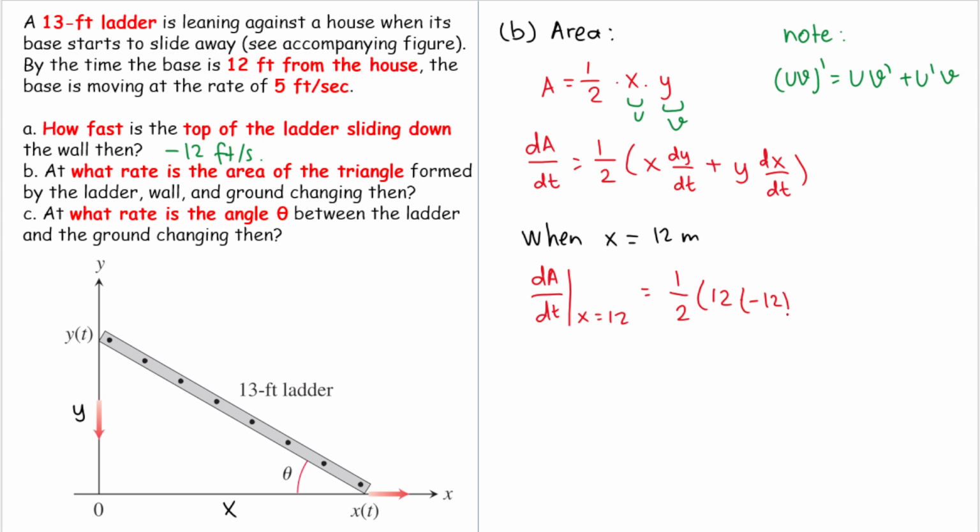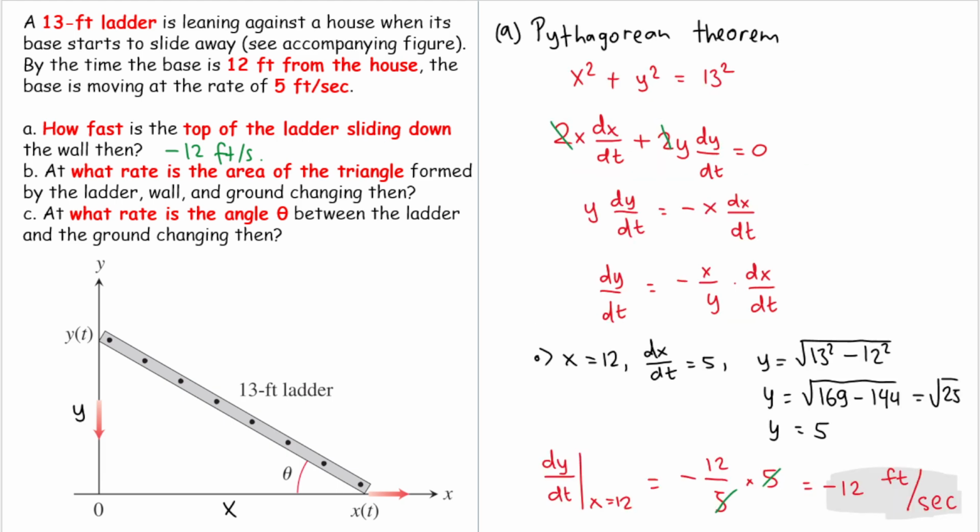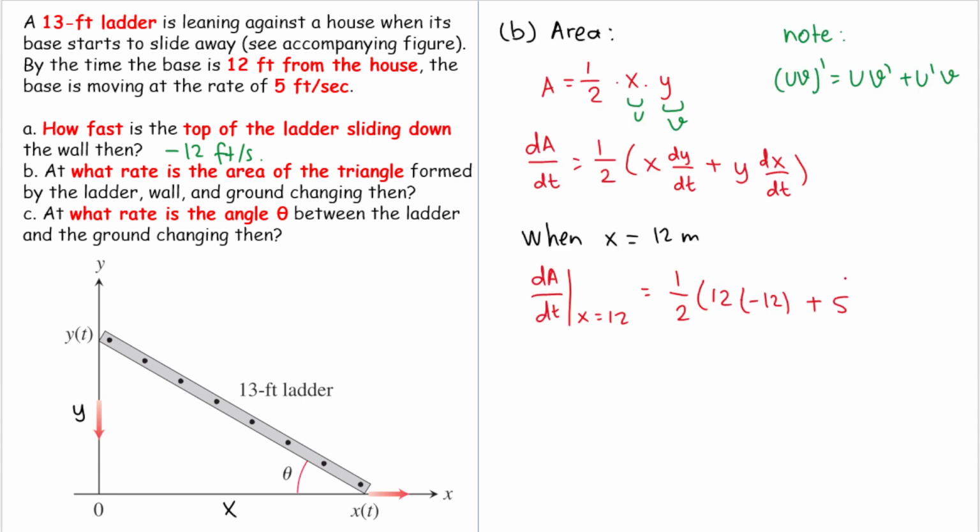Feet per second. And then plus y. What is y here? We already calculated that. That is 5. And then dx/dt, we are also given that, that is 5. All that we need to do is calculate this, right? Maybe let's change the bracket here into square brackets so I don't get confused. So we will have 1/2, and then minus 144 plus 25.